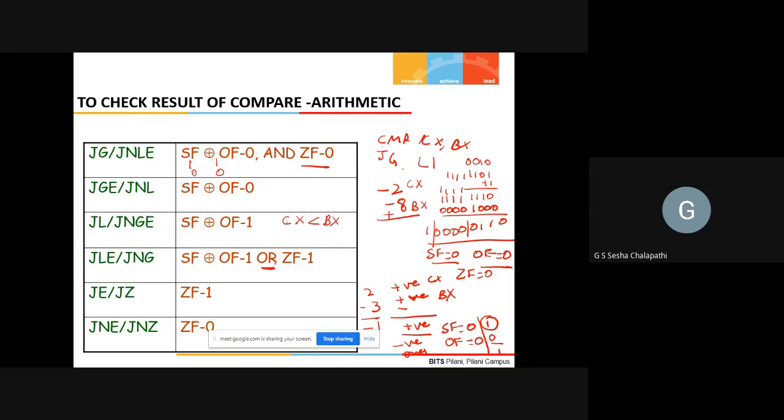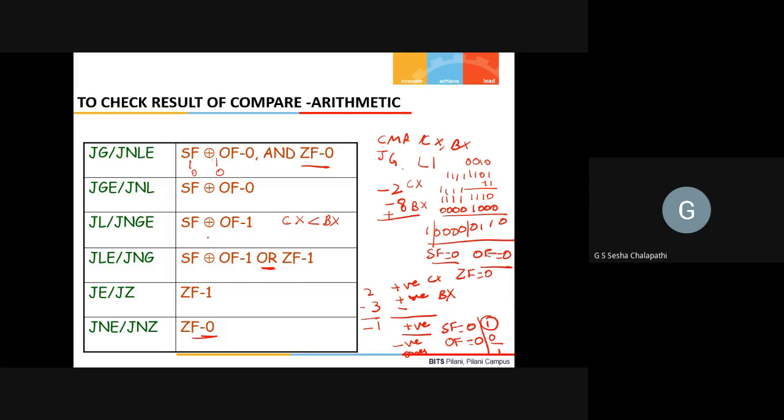For JLE, if they are equal, the zero flag is 1. Then jump if equal, that is straight away you just have equal, that is the zero flag is equal to 1. And jump if not equal is when the zero flag is 0. So these two are straightforward. This is something which you can observe.